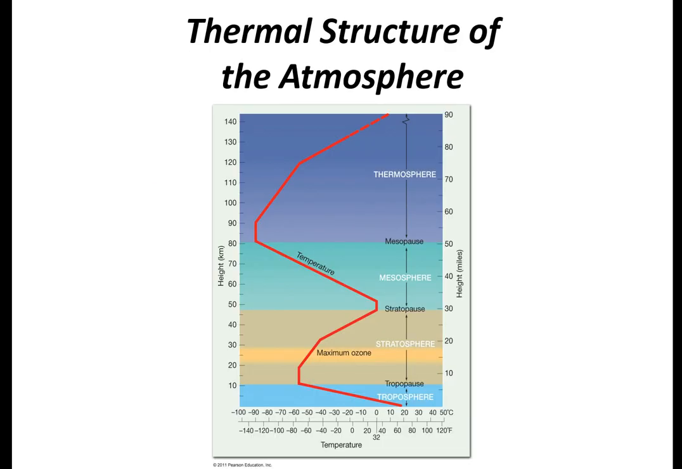So here's the temperature gradient for the atmosphere. You can see that it gets colder as you go up the troposphere, and then you get into the stratosphere and it warms up because of the ozone. Get back into the mesosphere, it goes very cold, and then the thermosphere, where the particles are moving very fast, it gets heated up again.